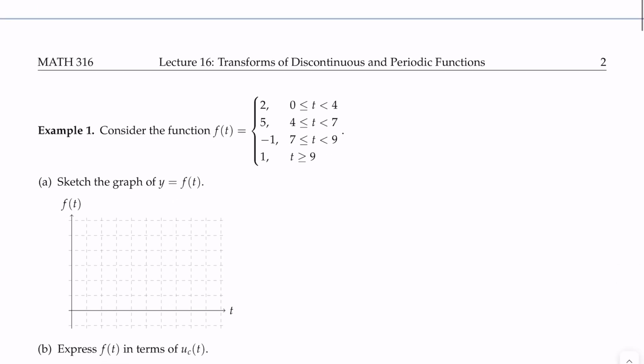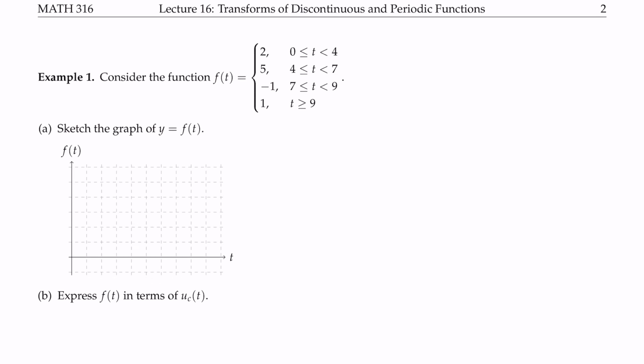All right. So I have this piecewise defined function. I want to sketch the graph of the function and then express the function in terms of shifted unit step functions. You have 4 different intervals here corresponding to 4 different functions. In the interval between 0 and 4, the function is 2. In the interval between 4 and 7, the function is 5. In the interval between 7 and 9, the function is -1. And when t is greater than or equal to 9, the function is 1. Okay, I'm going to plot this.